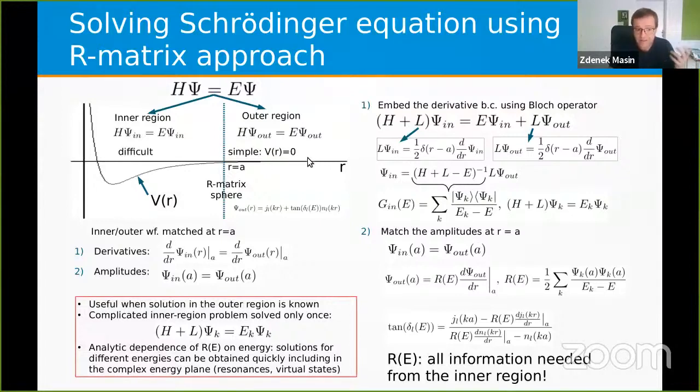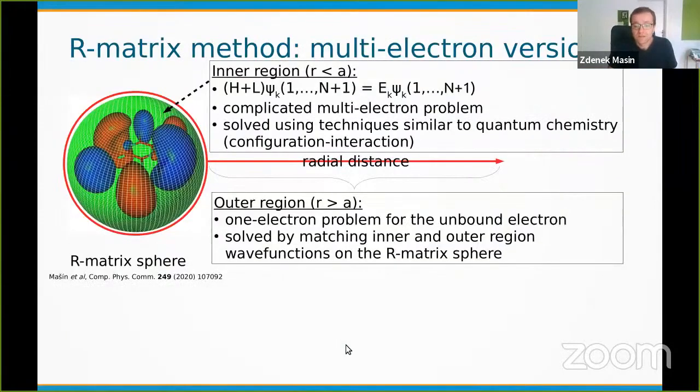The advantage of the R matrix method is that the complicated inner region problem is solved only once. And last but not least, the R matrix has an analytic dependence on energy. This means that solutions for a large number of energies can be obtained very quickly, including in the complex energy plane.